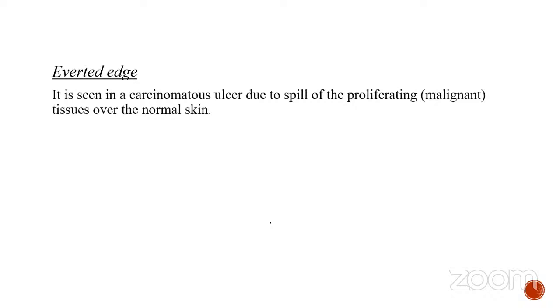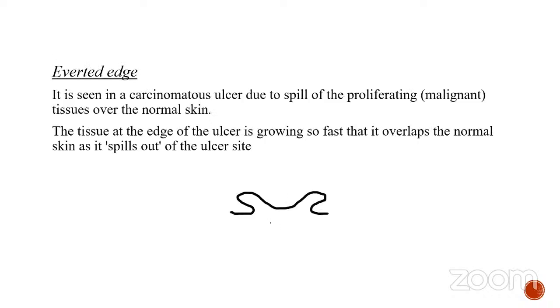The next one is everted edge. It is seen in carcinomatous ulcer due to spill of proliferating or malignant tissues onto the normal skin. Here the ulcer is trying to heal, but it spills off because there is a slight malignant tendency. Due to the malignant tendency, the active cells are spilling off. There are excess active cells, and it gives this characteristic everted edge because the granulation tissue or the cells which were trying to repair spill out.